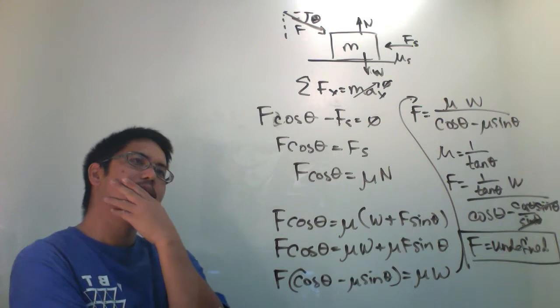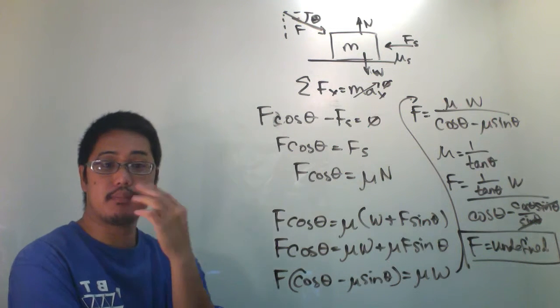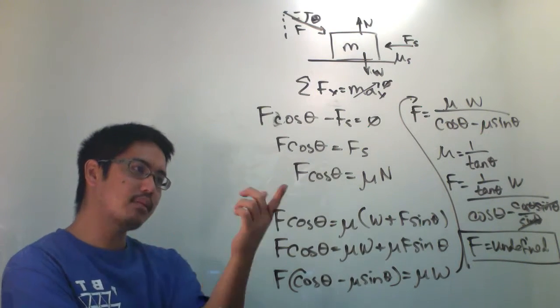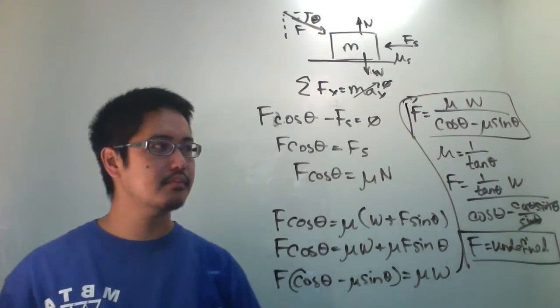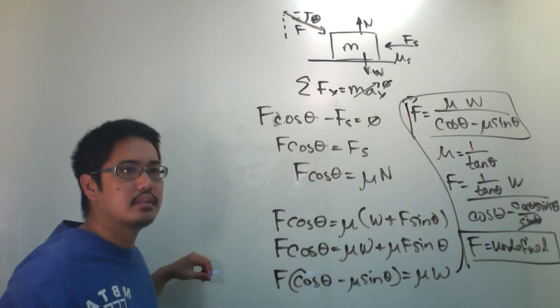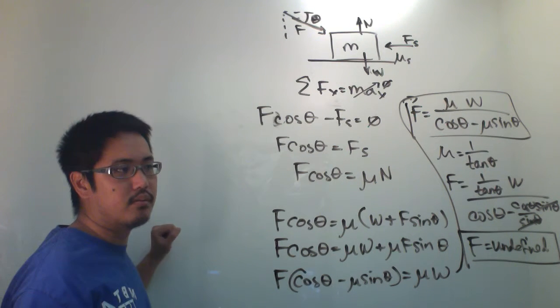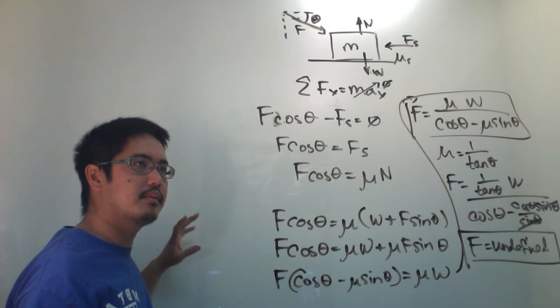I'm just thinking, why is that physically true? And to be honest with you, my answer is right now, I don't know. I mean, I'm looking at this, the units work out on this thing. So I don't know why it's true that if the mu were 1 over tan theta, then it'd be impossible to push.